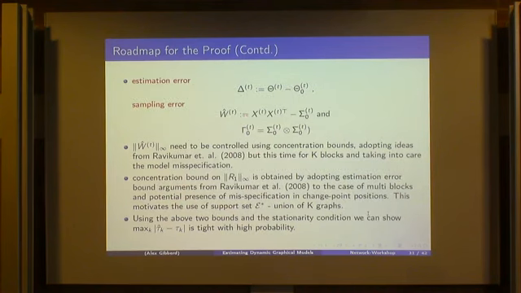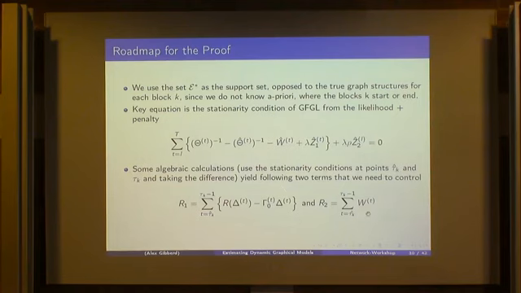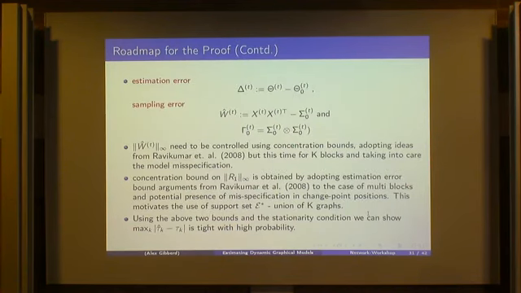So these are the two terms that you need to control in order to get an appropriate bound for tau hat k minus tau k. One term involves an estimation error, the second term involves a sampling error, which involves the empirical covariance minus the true. And this kind of similar term actually came up in a paper by Ravikumar in 2008 also, but they dealt with a one stationary, one block structure. There were not multiple blocks, there was one covariance matrix they were trying to estimate.